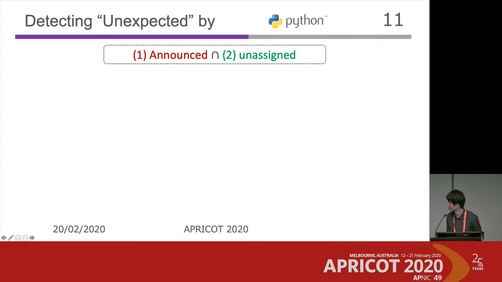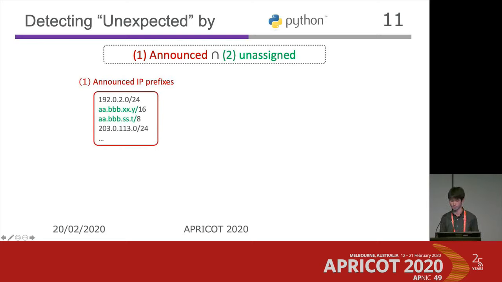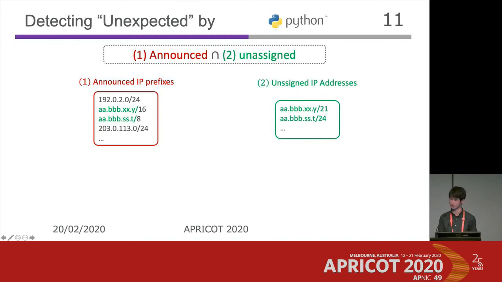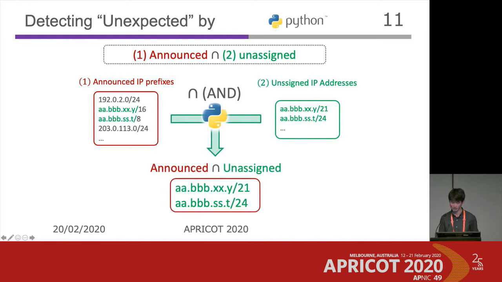So this is how I implemented detecting unexpected route announcements by Python. It's just a simple script. We take the announced IP prefixes, which is route information, and on the other hand, we have unassigned IP addresses. We take the logical AND of these two to extract the announced and unassigned prefixes in Japan.